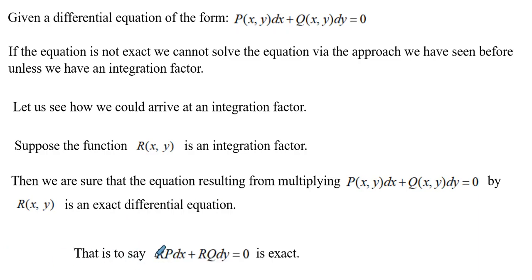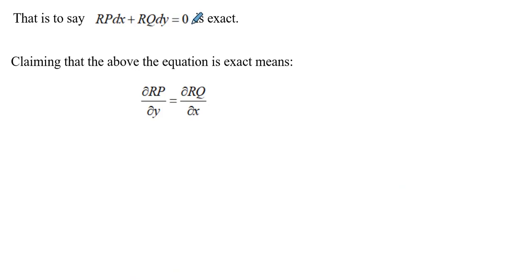Now multiplying gets us to an equation which we can write in short as rP dx plus rQ dy, which will be exact. Now proceeding from here, let's say we've got that equation being exact, which means actually we are claiming that ∂(rP)/∂y is equal to ∂(rQ)/∂x. That's the condition which must be satisfied when such an equation is exact.